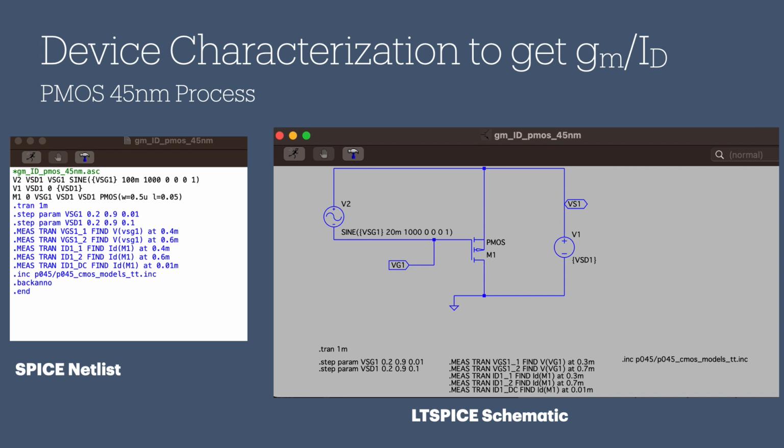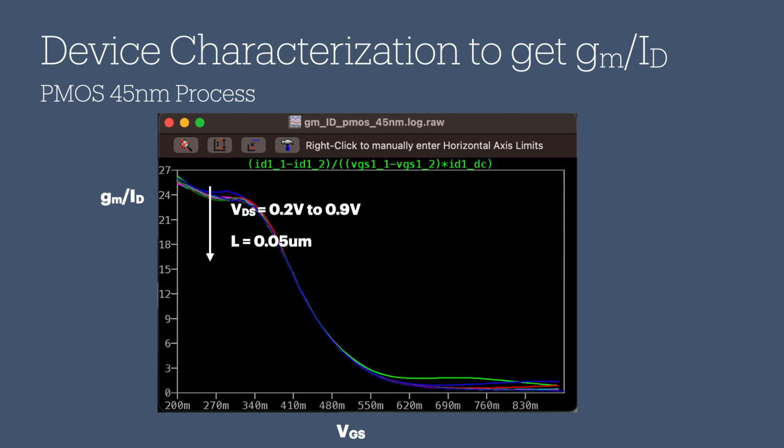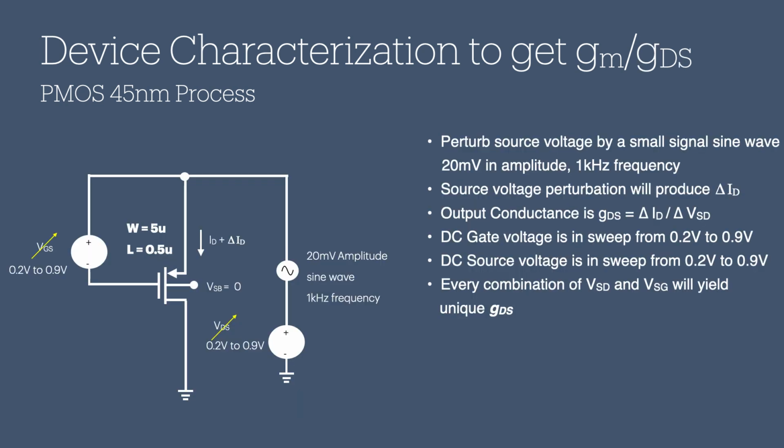This is the LTspice netlist and schematic for getting the GM over ID of PMOS. This lookup table is for the GM over ID of PMOS. This is the GM over GDS setup for PMOS. The student is encouraged to study them on their own.